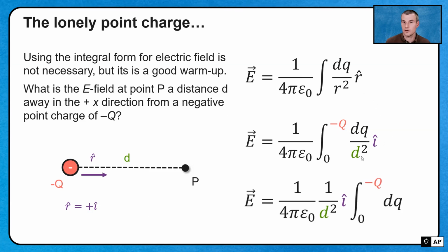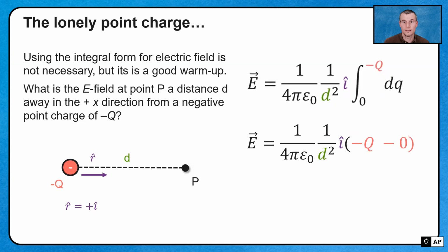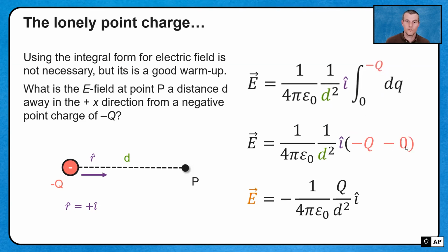So if I keep that there, I have this little i hat that just kind of hangs out in my equation. Again, you can ignore that and just remember where it is conceptually, or we can follow it along as we're going to see happen here. Let's check this out. Once we have our i hat and we do our proper integral, we get dq, and we're going to have our negative q minus 0. Sure enough, we get a negative 1 over 4 pi epsilon naught q over d squared i hat.